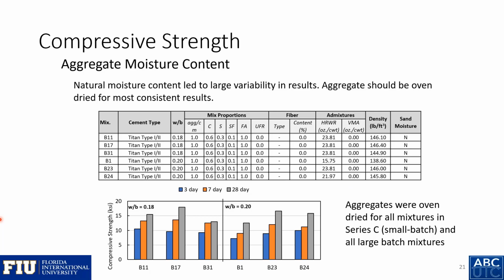Next, we'll look at some of the results of compressive strength and the effect of some different variables on compressive strength. First, we saw that natural moisture content led to a large variability in our results. So to start, here are 3 of the same mixes with a water to binder ratio of 0.18 and 3 of the exact same mixes with a water to binder ratio of 0.2. They were cast at 3 different times with a natural moisture content aggregate, without adjusting the added water based on the moisture content of the aggregate. But you can see there was a large variability in the compressive strength between mixes.